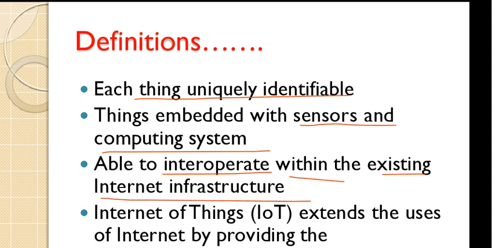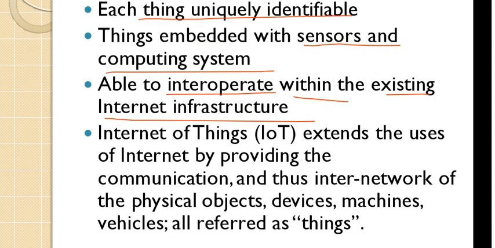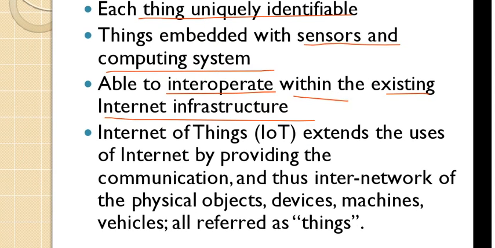Then Internet of Things, IoT, extends the use of internet by providing the communication and thus inter-network of the physical objects, devices, machines, vehicles and all referred to as things. Okay, so Internet of Things. So please come to this definition that gives more of a precise definition here. Extends the use of internet. So we use the internet for so many purposes. Okay, so please keep your Internet of Things away from it for the time being, and you know what the internet is used for or what the internet was being used for. So basically to send videos or mail or something like that initially, but now the use of the internet is not limited to those things and whatnot. You have everything by using the internet.